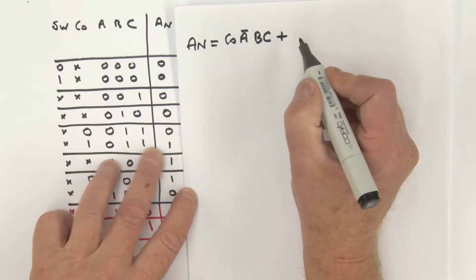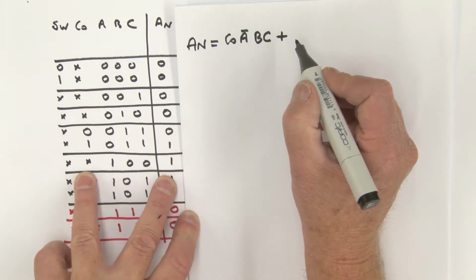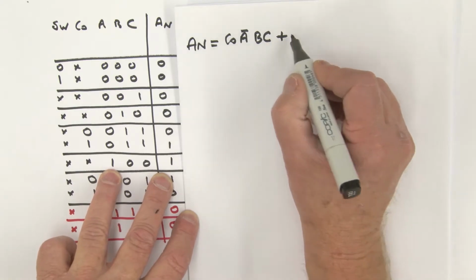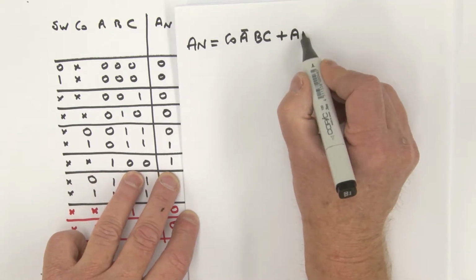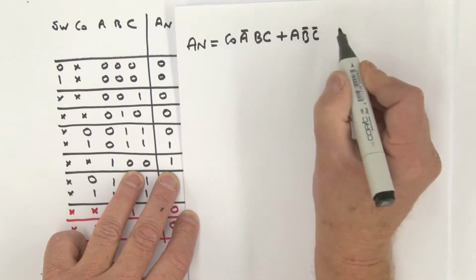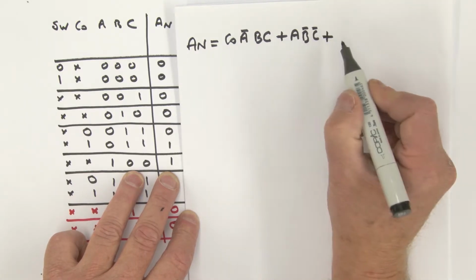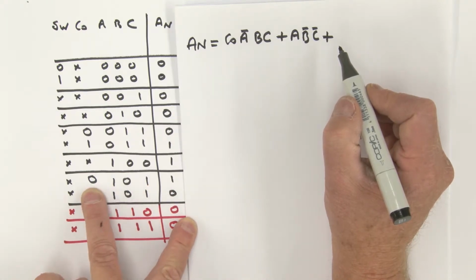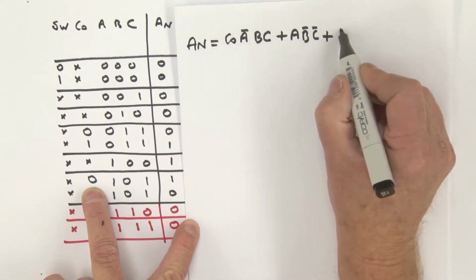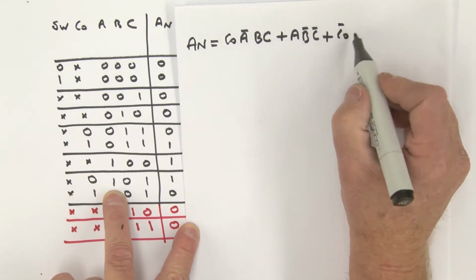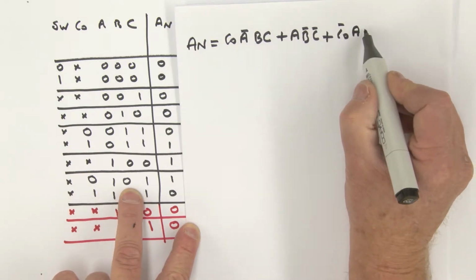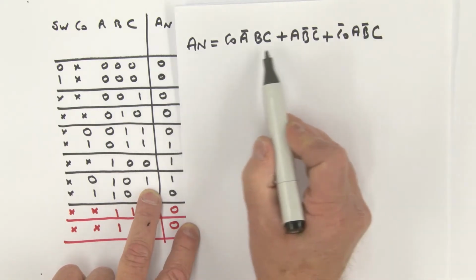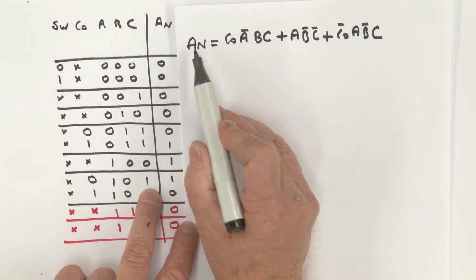Or, come on down, there's another product term here. Again, I don't care about the switch or the carry out in this case, so that is A, B bar, C bar. Or, we've got one more product term here, haven't we? It's this one right here. So this is CO bar, that would be A, that would be B bar, and that would be C. So we've written down the Boolean equation now for AN.